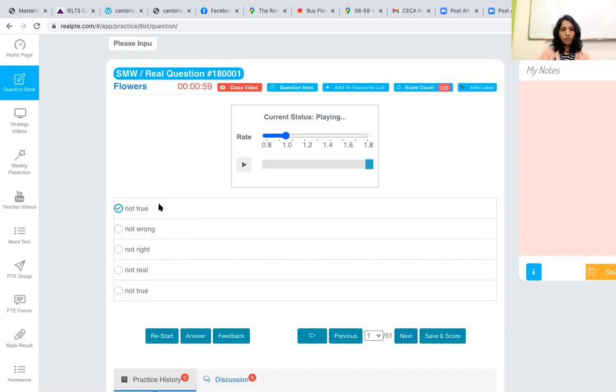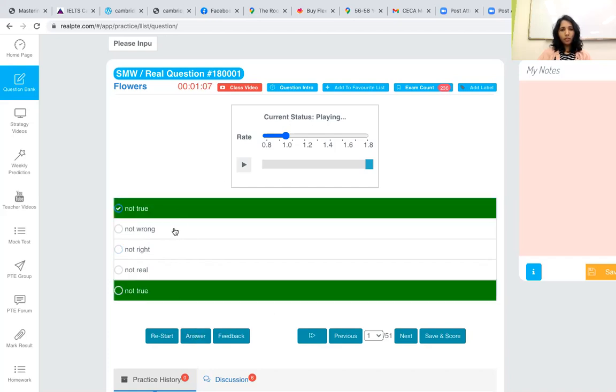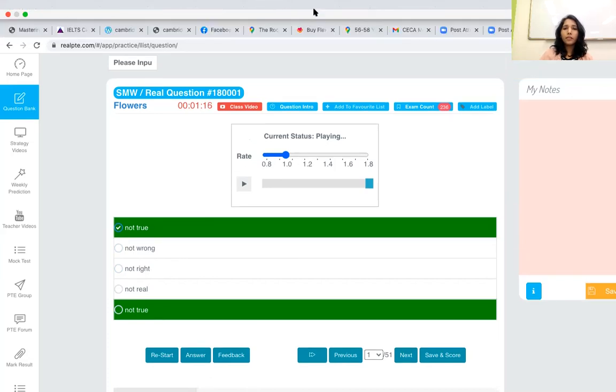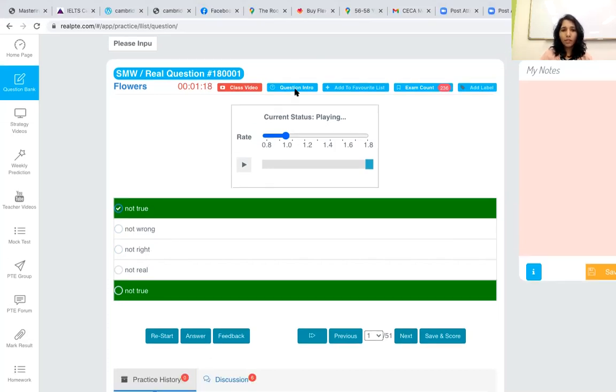It wasn't true. It was not true, or if it's not right, I think it's true. So there were 2 answers for it. Either it's not true. Okay, the answer was not true. Not true is the answer. To another one. Okay. So that's how we solve this question type.